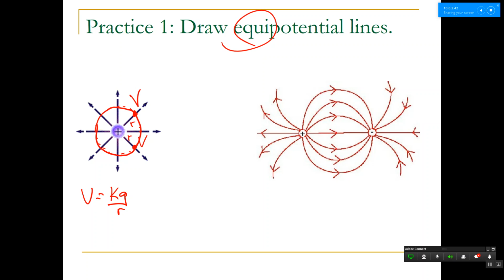So far, so good? Is there another equipotential line around that positive charge, that point charge? Yeah. There is an infinite number of equipotential lines around this. Each of the points along those lines will have the same voltage.